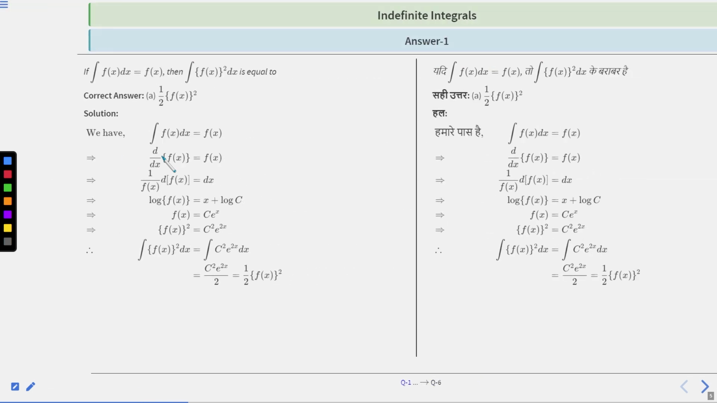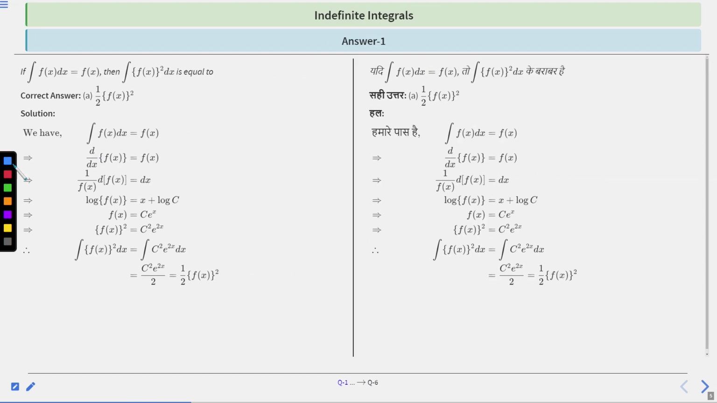Okay, let's move to the solution part. As we are given the integration of f(x) dx is equal to f(x), by differentiating both sides, the derivative of f(x) plus c will be d/dx of f(x) equal to f(x). As we have discussed, move this f(x) to the other side. Therefore, 1 by f(x) into d of f(x) is equal to dx, right? Therefore, log of f(x) is equal to x plus log c. Therefore, f(x) will be c e to the power x.